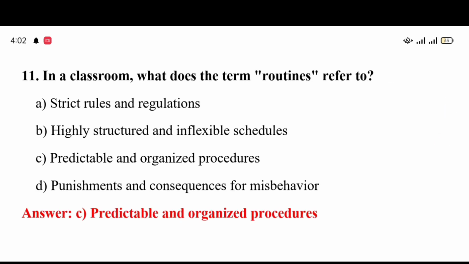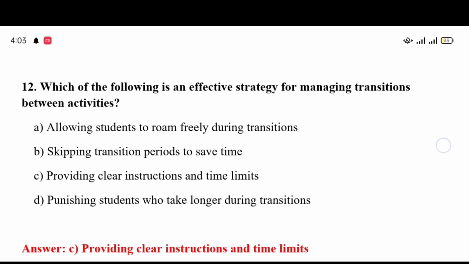Question number 11. In a classroom, what does the term routine refer to? Answer: predictable and organized procedures. Question number 12. Which of the following is an effective strategy for managing transitions between activities? Answer: providing clear instructions and time limits.